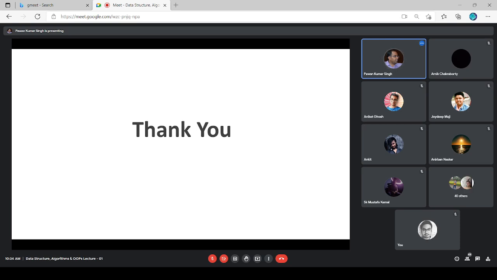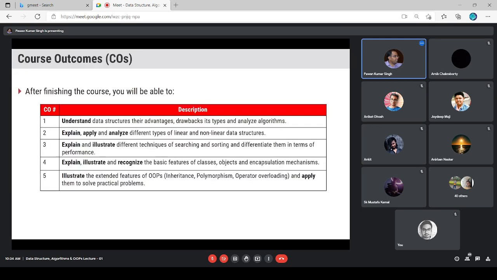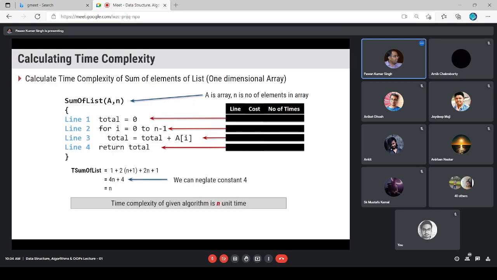For example, you can see it like that. For I equals to 0 to n minus 1, so that is the cost. It is changing n times. And also the third line, you see, total equals to total plus A[I]. So first addition is performed, then assignment is performed. So cost is 2. Like this we calculate.